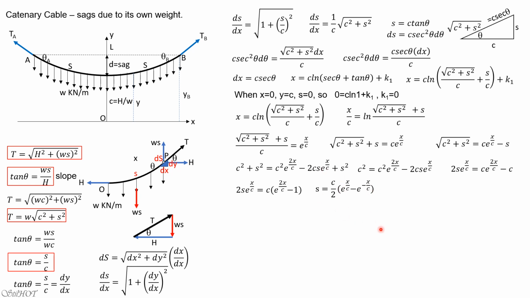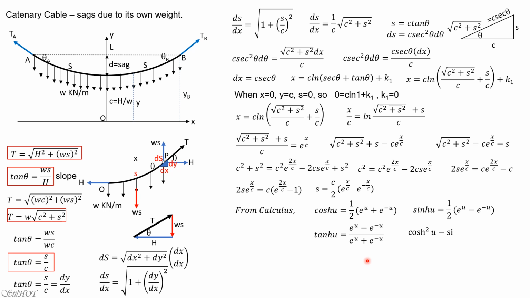And I hope you are familiar with this equation here from calculus. If you have 1/2 of e to the u minus e to the negative u, that's actually sine hyperbolic of u. So cosine hyperbolic of u is 1/2 of e to the u plus e to the negative u. Sine hyperbolic of u is 1/2 quantity e to the u minus e to the negative u. And tangent hyperbolic of u is e to the u minus e to the negative u all over e to the u plus e to the negative u. And remember also the identity that cosine hyperbolic squared of u minus sine hyperbolic squared of u equals 1.